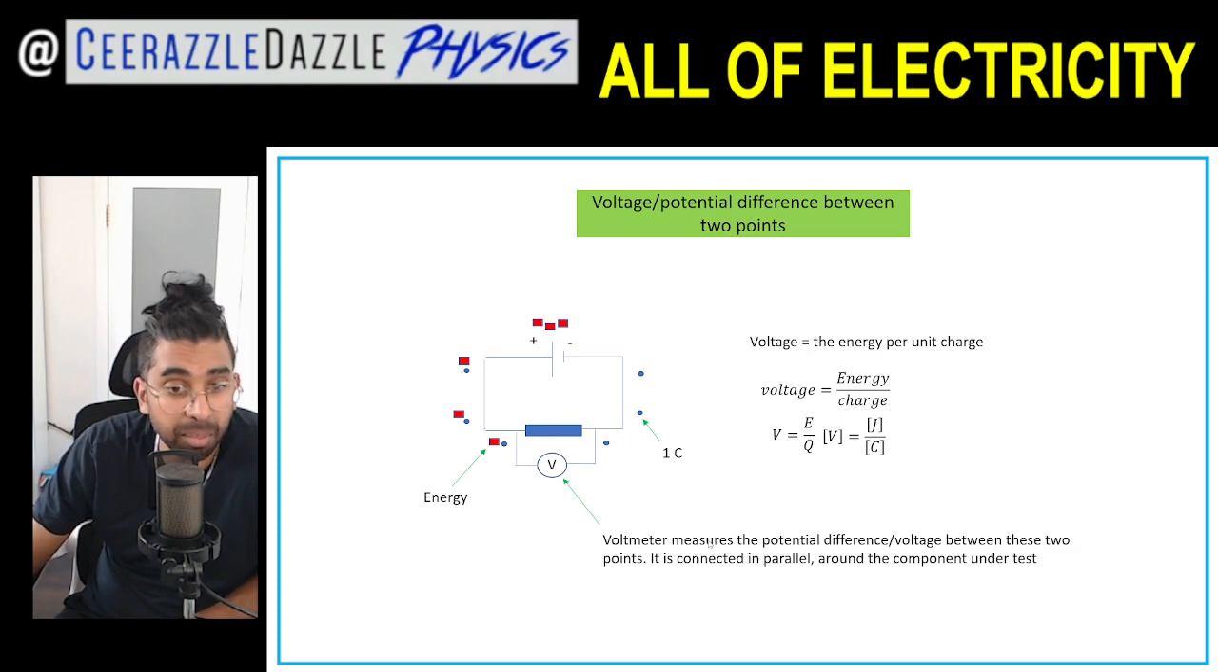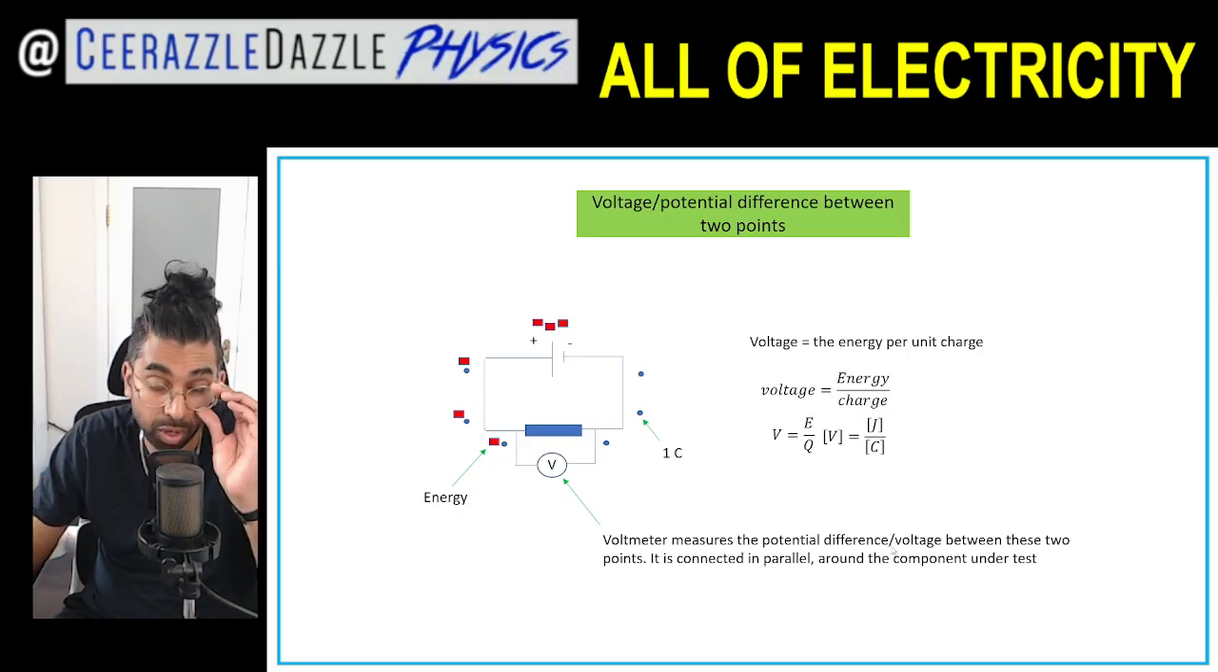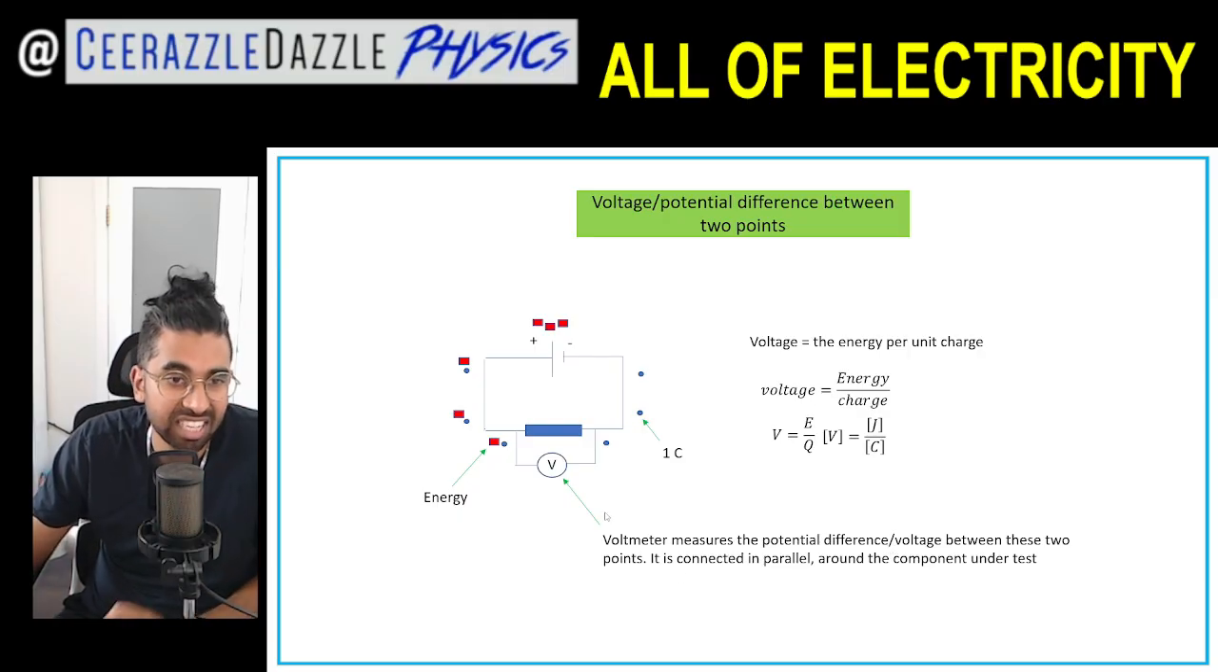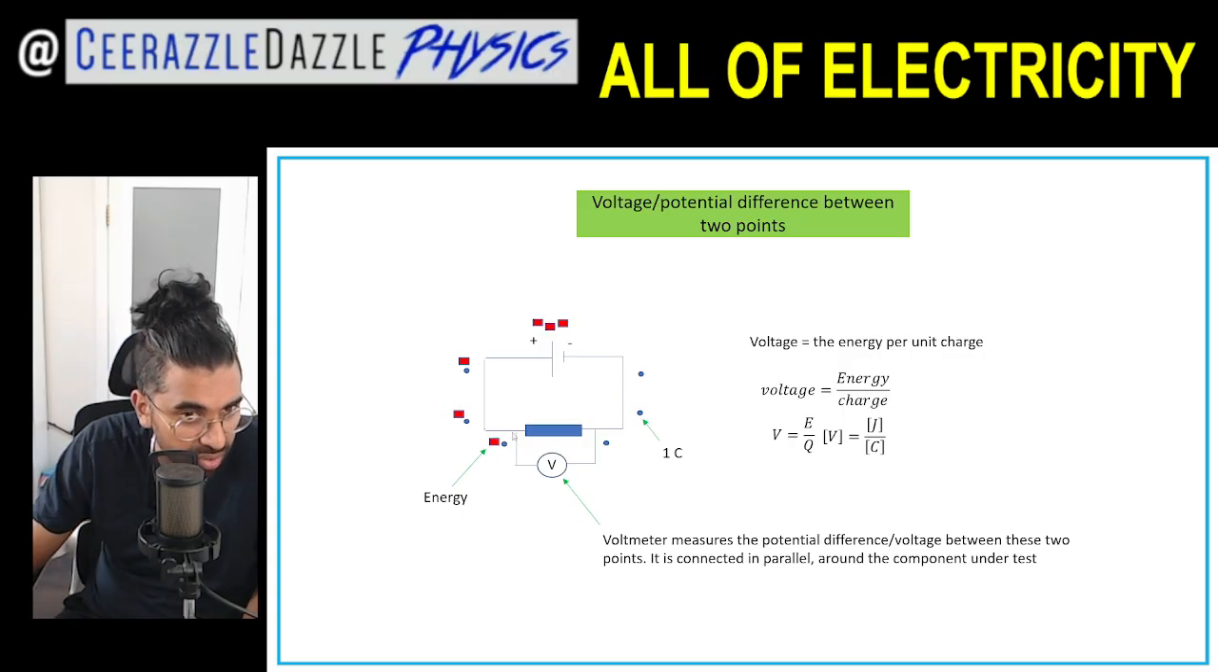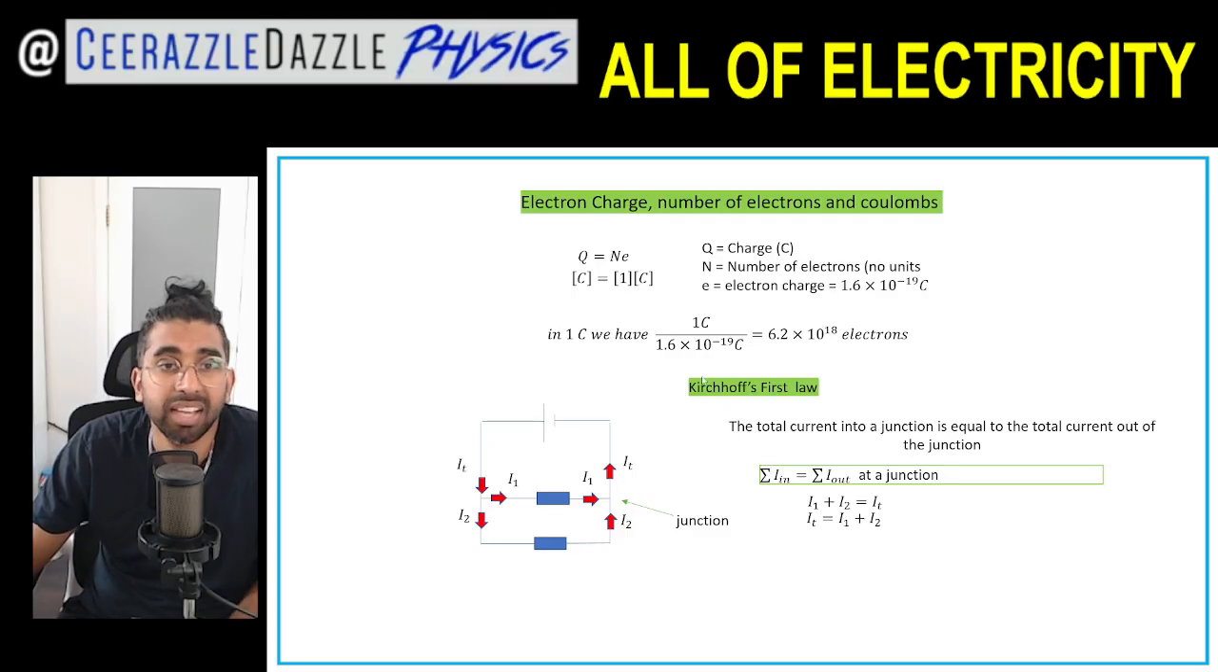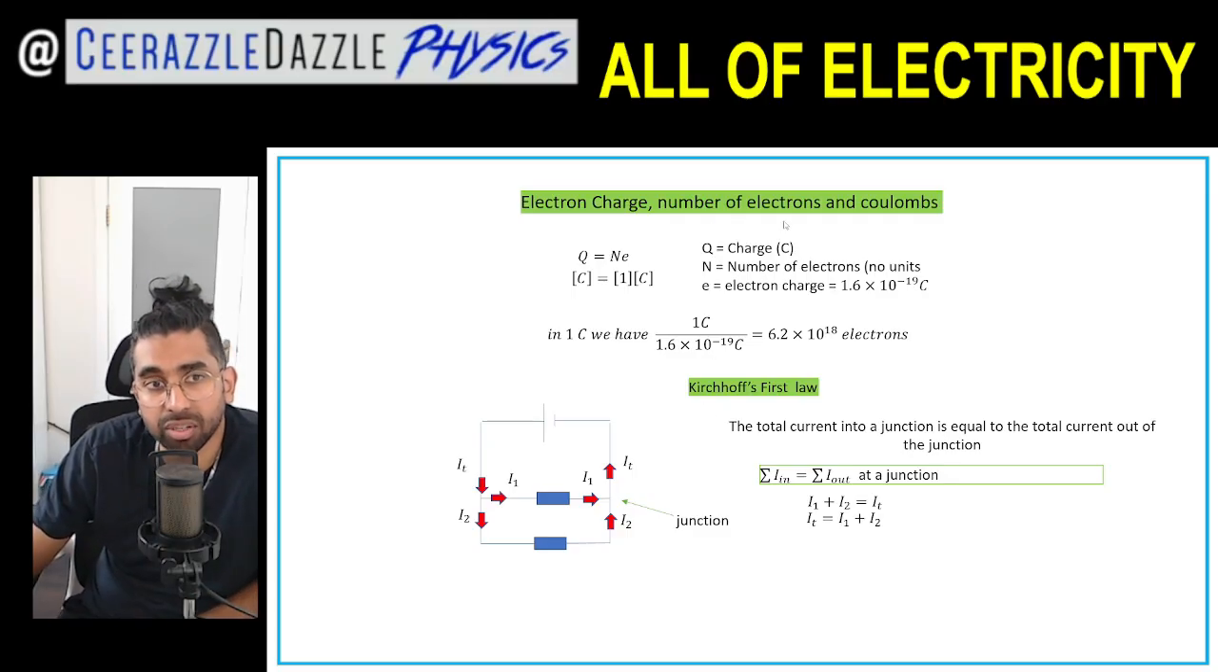The voltmeter measures the potential difference, or the voltage, between these 2 points. It is connected in parallel around the component under test. Basically, upon entry, you had some energy. Upon exit, you don't. It's checking how much energy was transferred per unit of charge to that component.